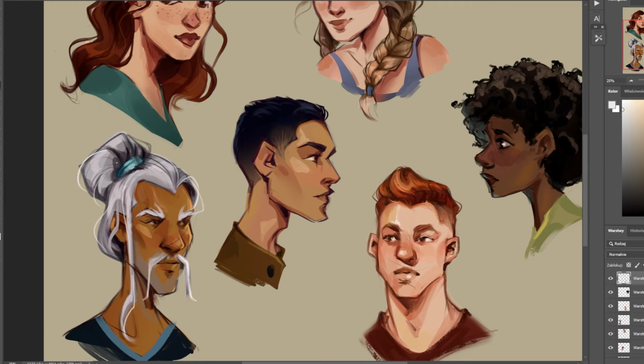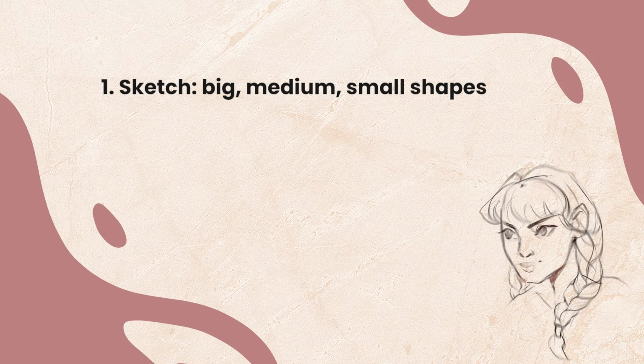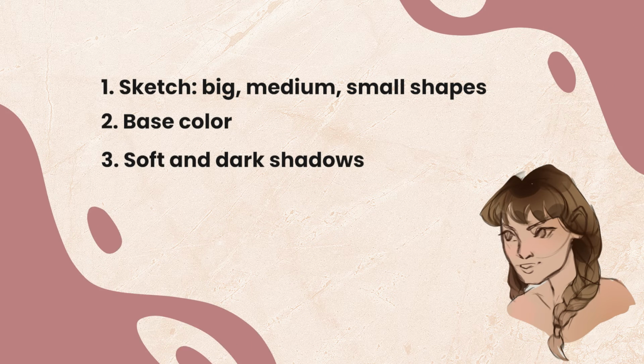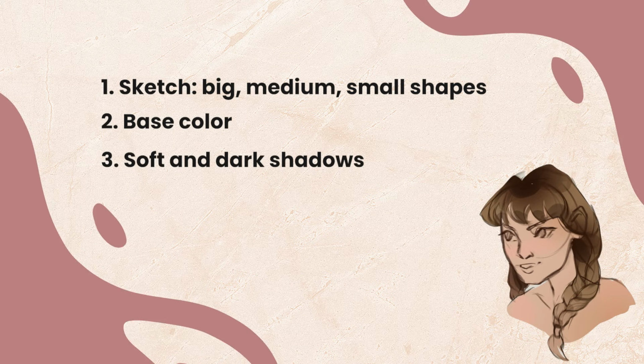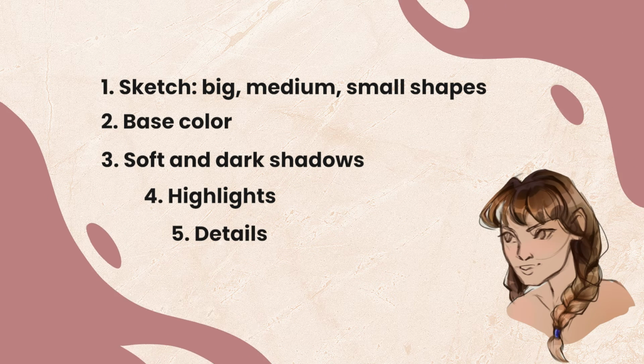It's time to sum up what we already know. The first step is to create a solid sketch containing big, medium and small shapes. Then I just pour out color. Then I add some gradients and darker shadows. Next highlights and lastly details and more rendering.